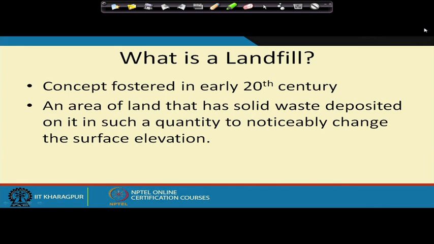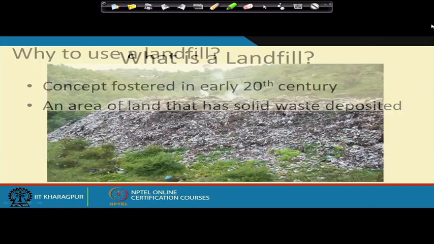So landfill is a concept from the early 20th century. It's basically an area of land where you deposit solid waste, and it noticeably changes the surface elevation. So basically you are making a small hill. That's what a landfill is all about.